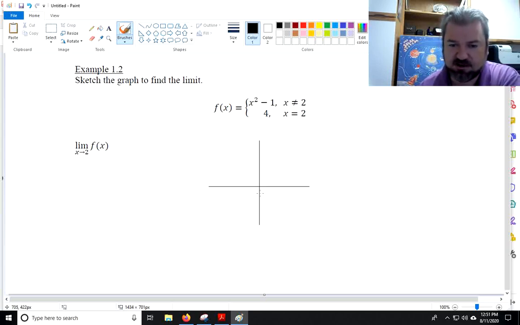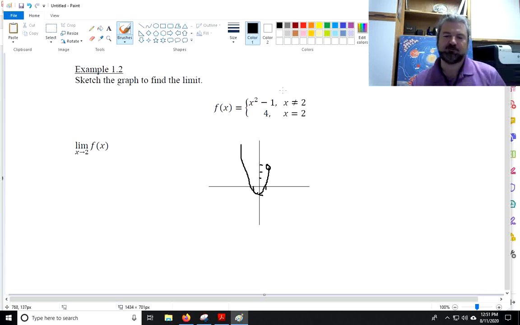So x squared minus 1 has a y-intercept at negative 1. It has x-intercepts at 1 and negative 1. And it's a parabola. If I were to plug in the value of 2 up here, I would get 4 minus 1, which is 3. So I'm going to show that by going up and then putting a circle there, okay?